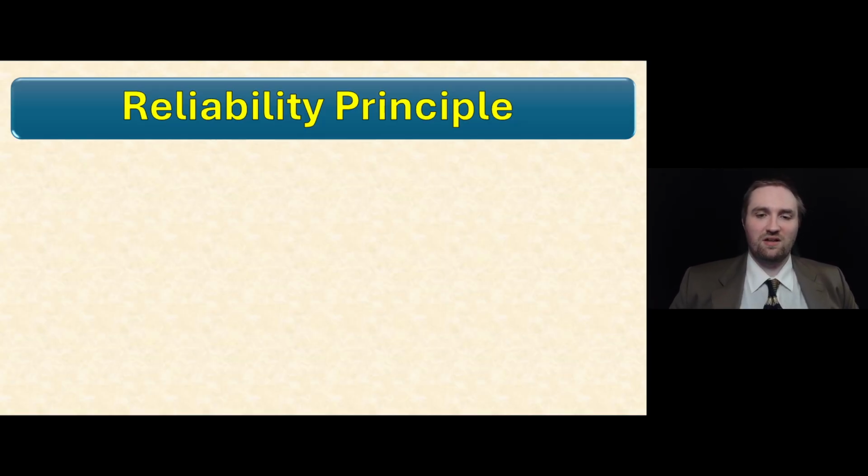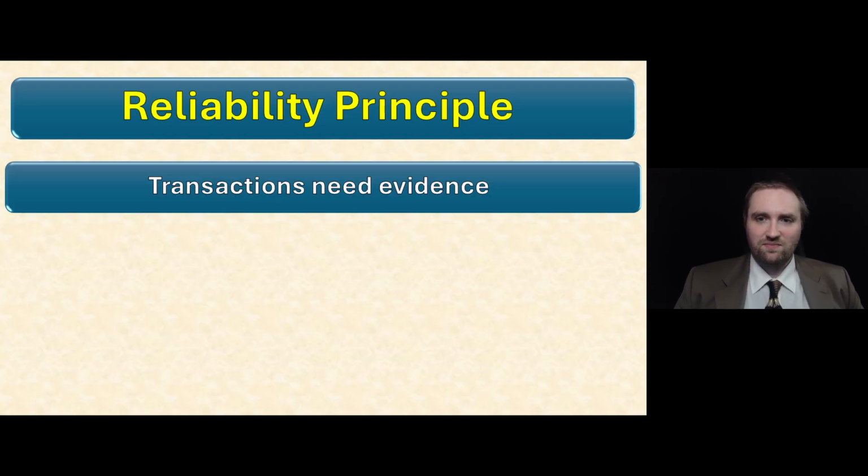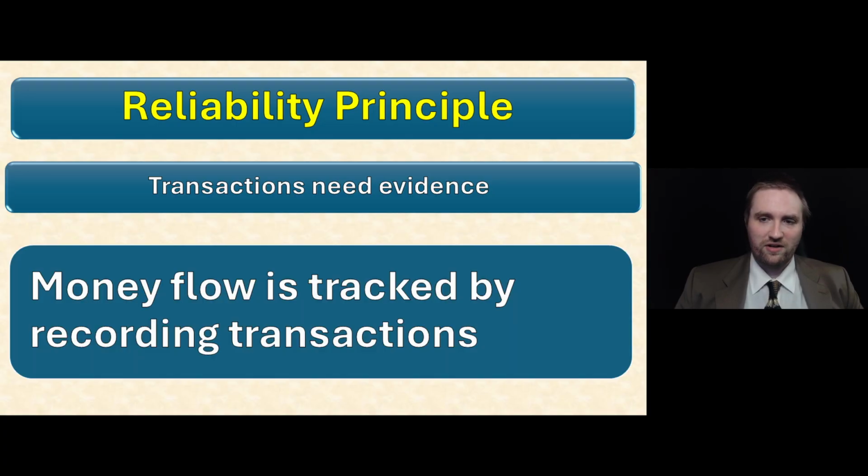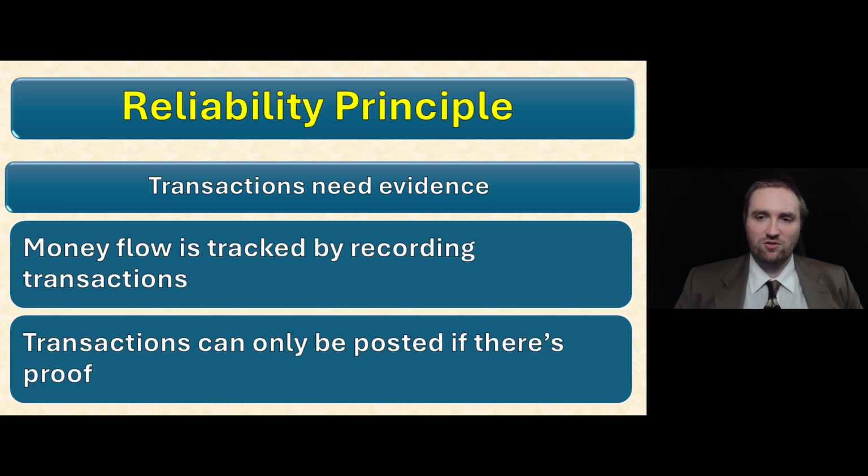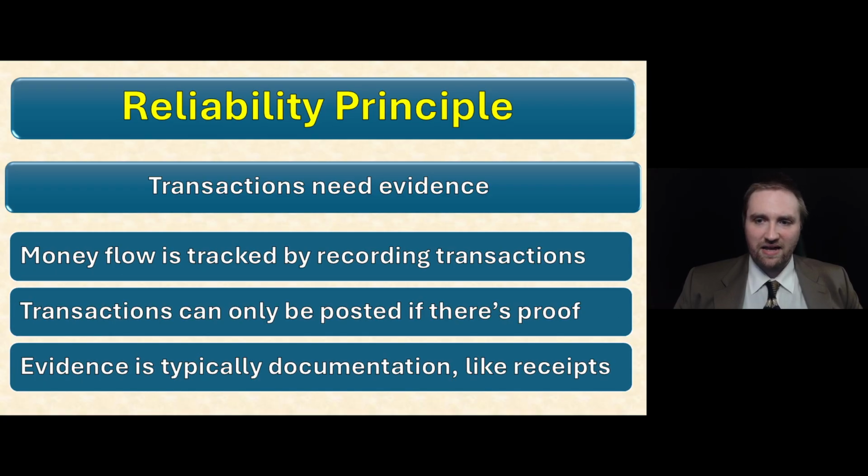Principle number 2, the reliability principle. Transactions need evidence. Simply put, you need proof before you can record a transaction. As we know from earlier, bookkeeping is keeping track of how money flows through a business. We'll dive deeper into this later, but for now, you need to know that the way bookkeepers track this flow is by recording transactions. The reliability principle states that the only transactions you're allowed to record are transactions that can be proven with evidence. That means you need a receipt, a bank entry, really any type of documentation. If there's no documentation, though, it can't be recorded.